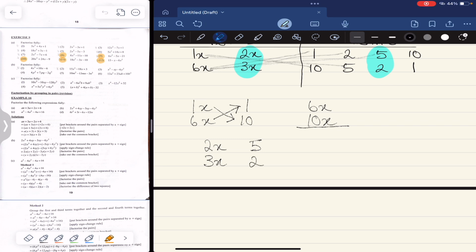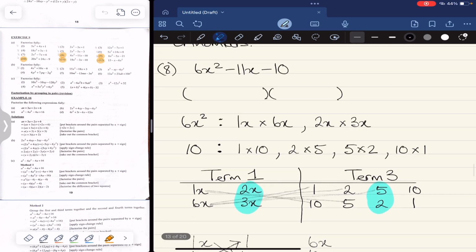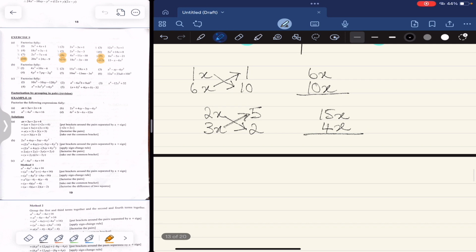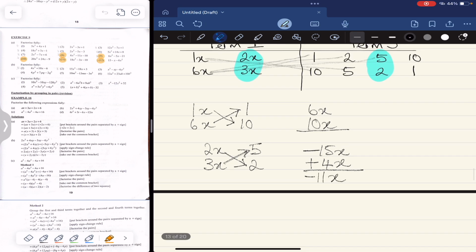Right, so those are the two columns that I chose, and if I multiply this out, I'm going to get 15x. If I multiply that out, I'm going to get 4x. So if I add these together, I need to get not 11x but negative 11x, the sign is important. So negative 11x, how do I get that from here? I need to have this one to be negative and this one to be positive. So now if I add that together, I get negative 11x.